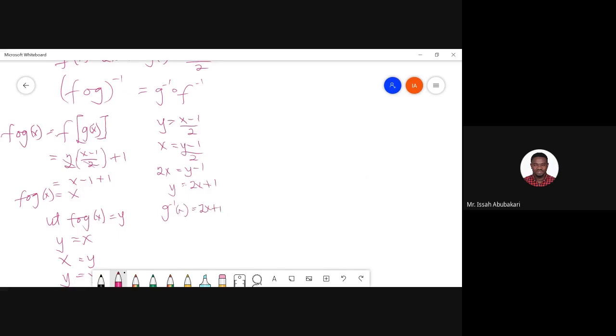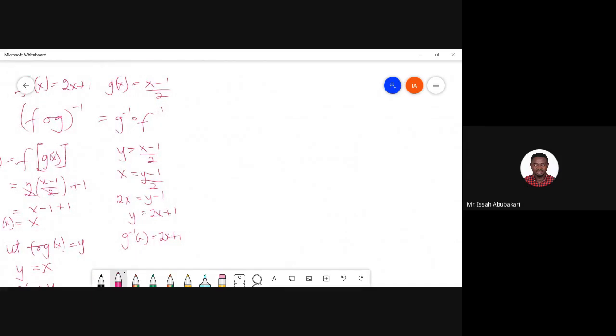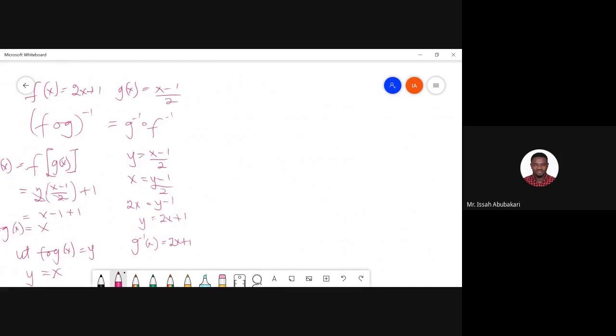Now let's find the inverse of f. So the inverse of f is going to be y is equal to 2x plus 1, and then we have x is equal to 2y plus 1. Now let's find y. So we are going to have 2y is equal to x minus 1. Y is equal to (x minus 1) divided by 2. So the function f inverse is equal to (x minus 1) divided by 2.